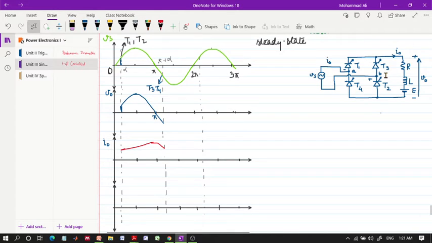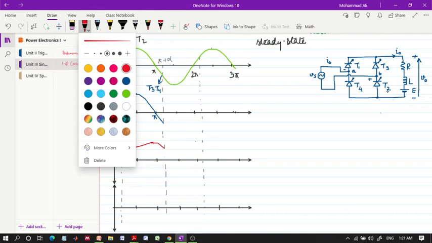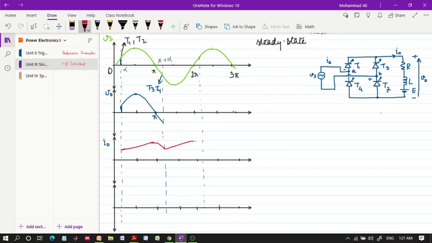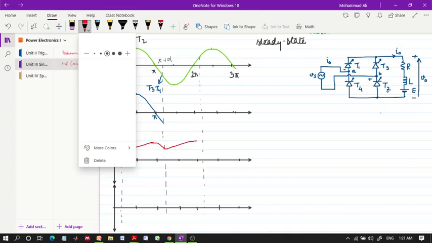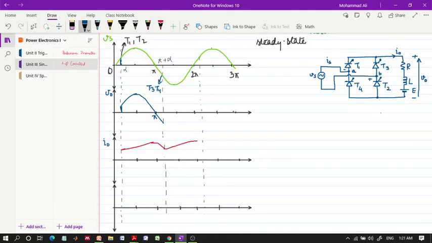Okay. Now if you see the flow of the current through the load, it is again in the same direction as it was in the earlier direction. So what will happen to the current? It will start rising up till 2 pi, like this. Let me draw it with the same red color, like this. And what will happen to the load voltage?